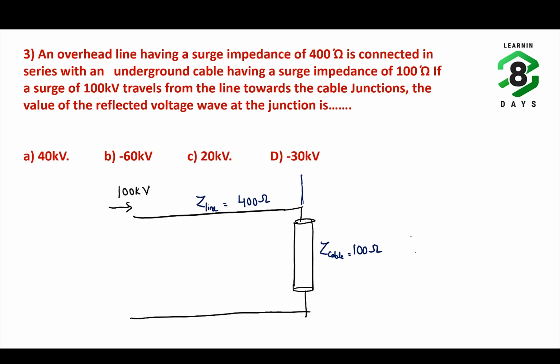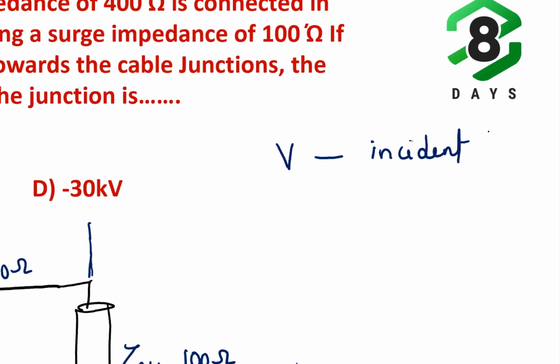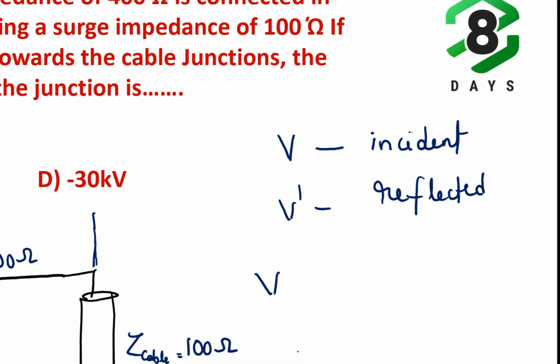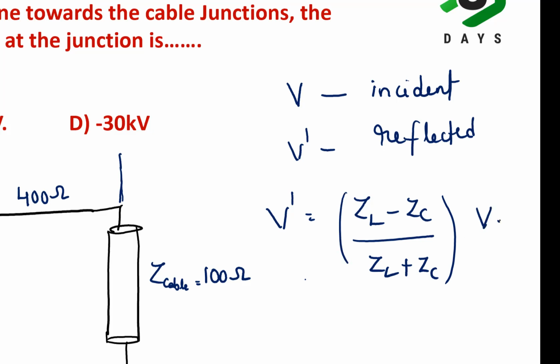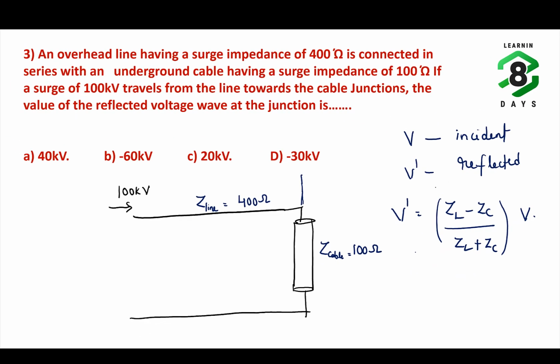Now, what is the formula for reflected voltage? So if we use the term V for incident voltage and V dash for reflected voltage, then the formula boils down to V dash is equals to (ZL minus ZC) divided by (ZL plus ZC) into V. Understand? Here, what is ZL? ZL is the load impedance or the impedance which the overhead line is terminated with.